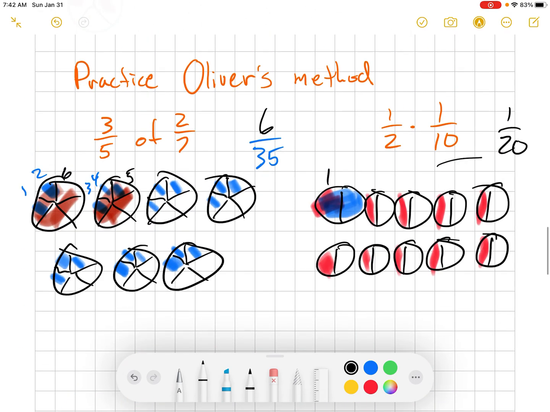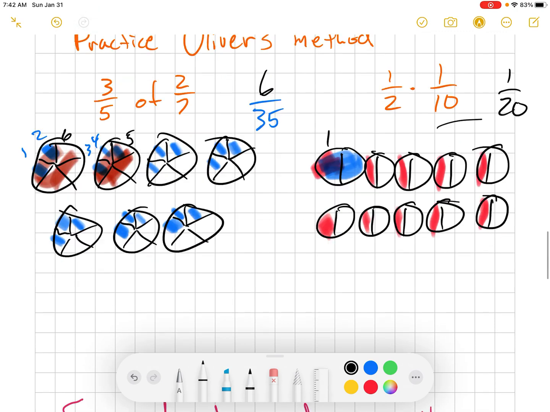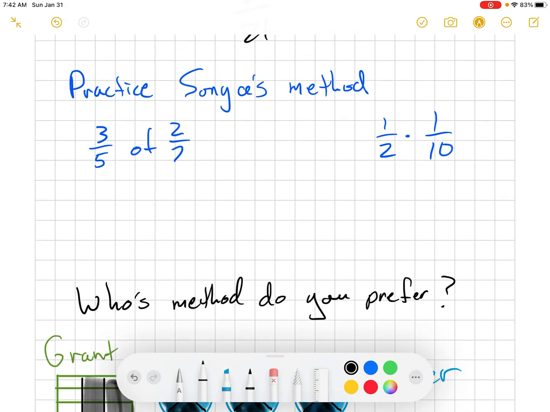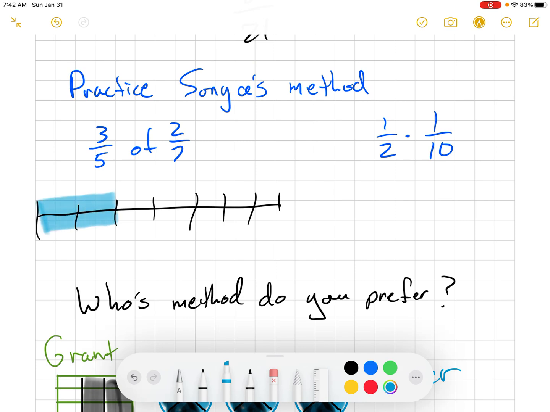All right, we're going to practice the 3/5 of 2/7 and half of 1/10, but we need to use it with Sonia's method. I didn't give myself a ton of space, did I? All right, so here we go. Let's do 2/7 first. 1, 2, 3, 4, 5, 6, 7, and we had 2/7, so that's right there. And then we're going to do 3/5 of each. So let's choose a different color here. 1, 2, 3, 4, 5.